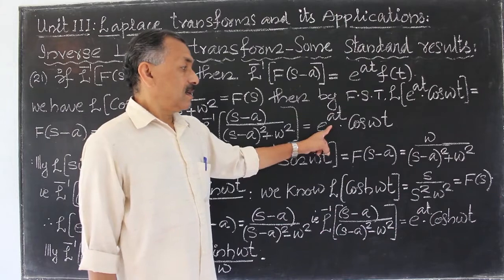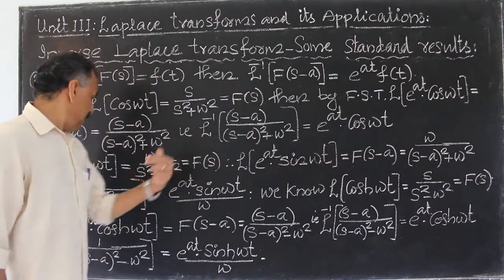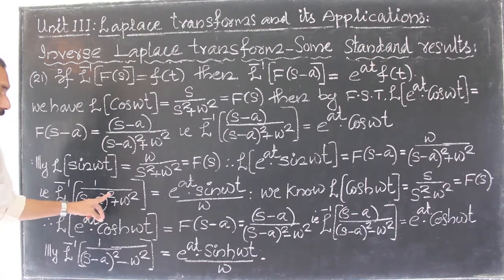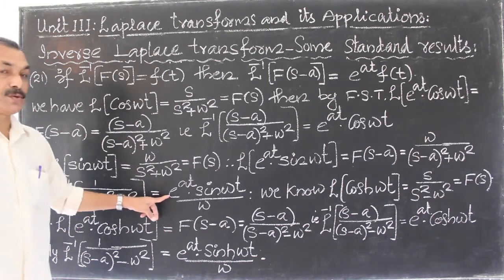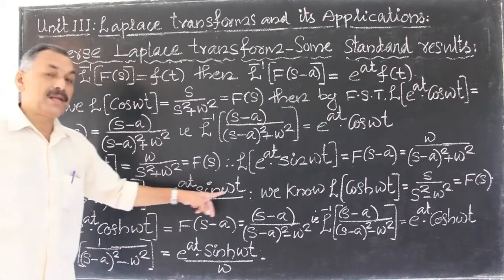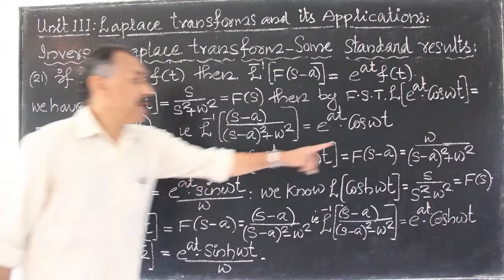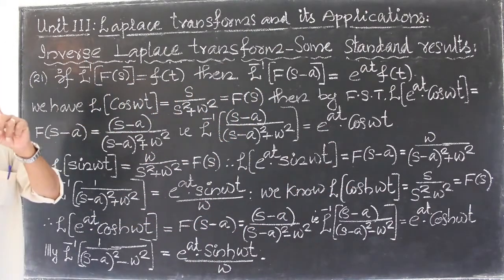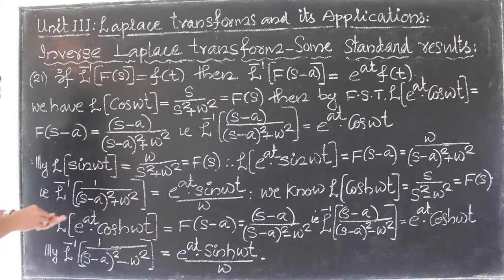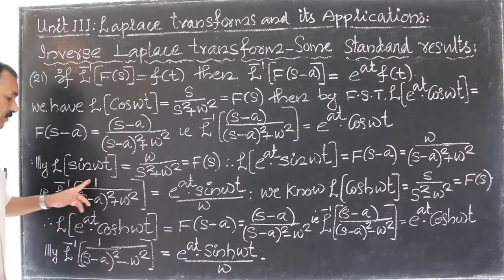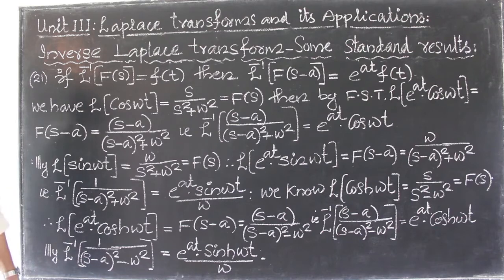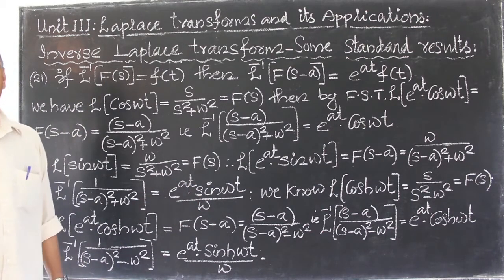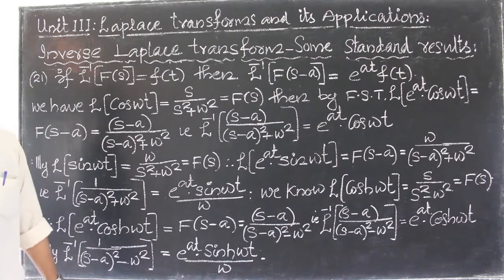ഇതേതാണ്. Therefore, L inverse of omega divided by s minus a square plus omega square is equal to e raised to at into sin omega t. അങ്ങനെ ആ ഒമേഗയോട് എന്ത് ചെയ്യണം? ഇപ്പുറത്തേക്ക് കൊണ്ടുവരിക. ഒമേഗ ഇപ്പോൾ റൈറ്റ് സൈഡിൽ ഉണ്ടാകുന്ന 1 ആണ്. അതായത് L inverse of 1 divided by s minus a square plus omega square is equal to e raised to at sin omega t by omega. അതുപോലെ cos h at, sin h at.